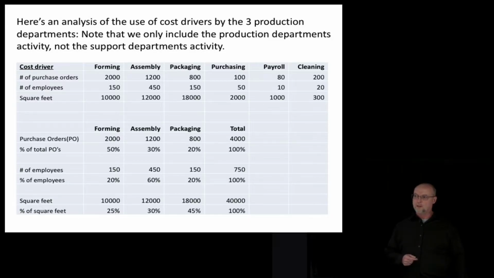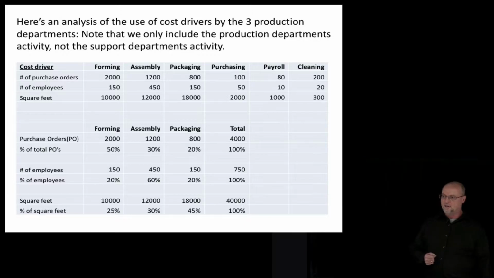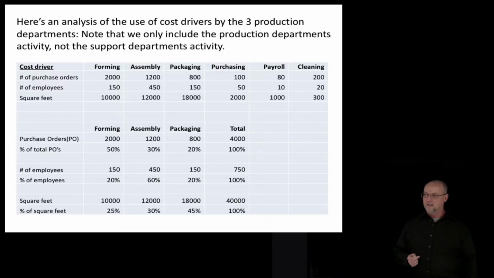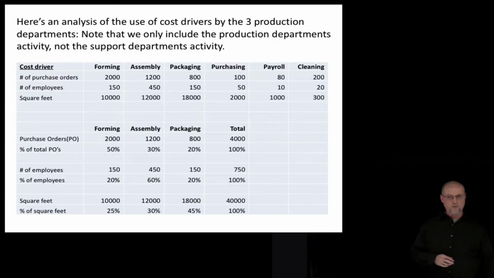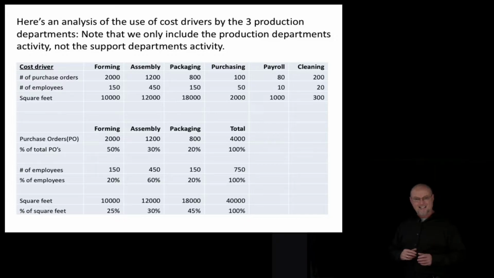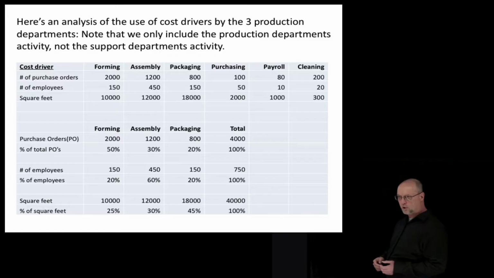Okay, in square footage, you can see 10,000 square feet plus 12,000 plus 18,000 is a total of 40,000 square feet. 10,000 divided by 40,000 is 25%. 12,000 divided by 40 is 30%. 18,000 divided by 40 is 45%. And the percentages will all add up to 100%. So that's where we're going to allocate these support department charges to the production departments.